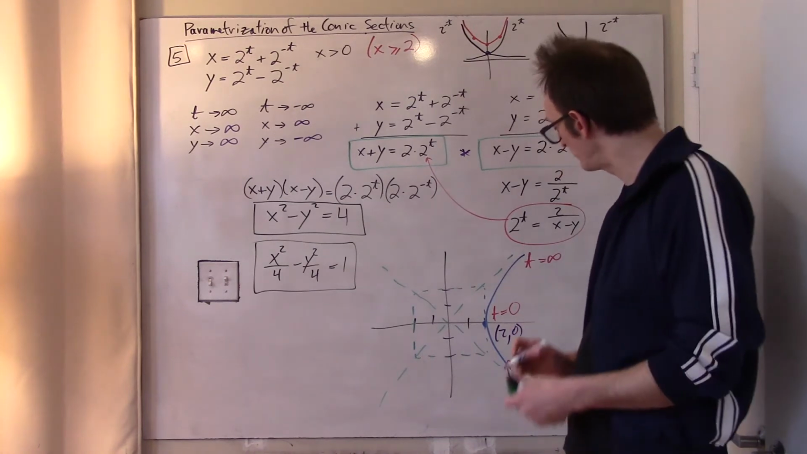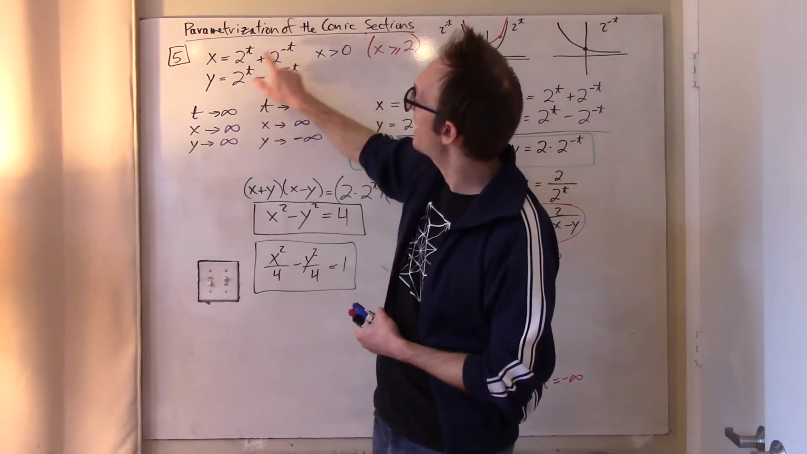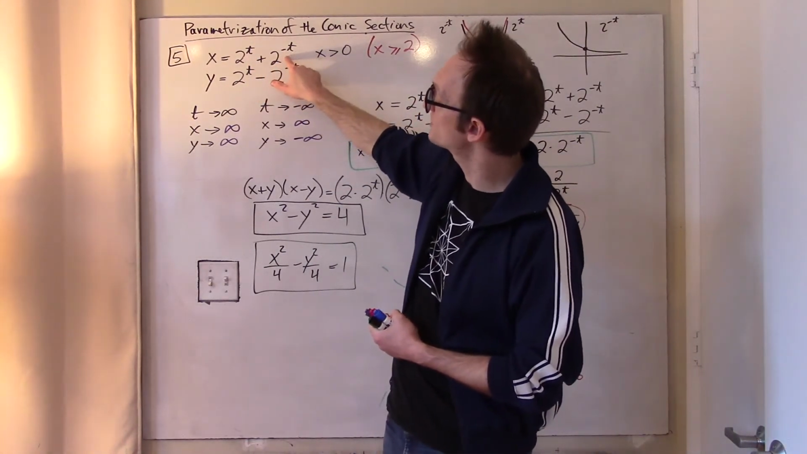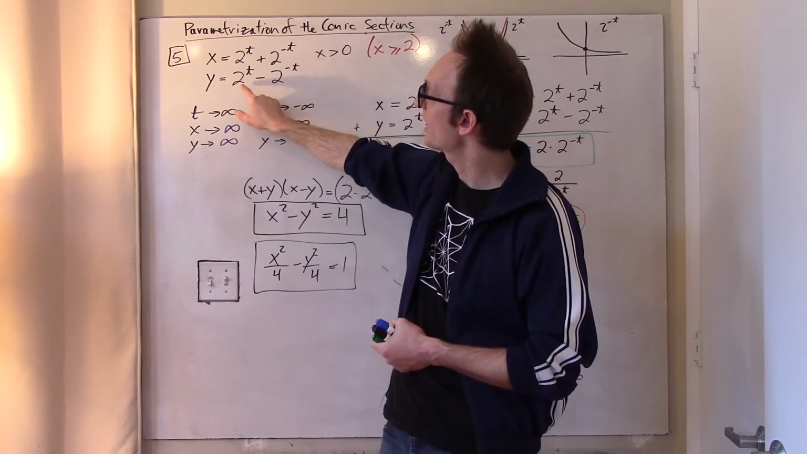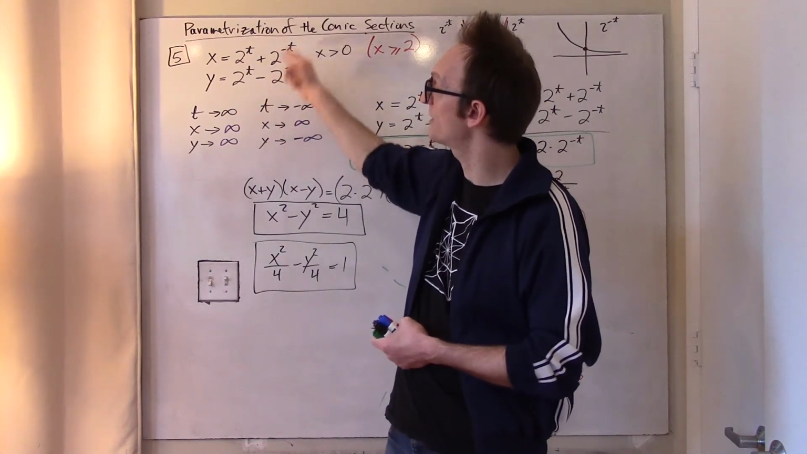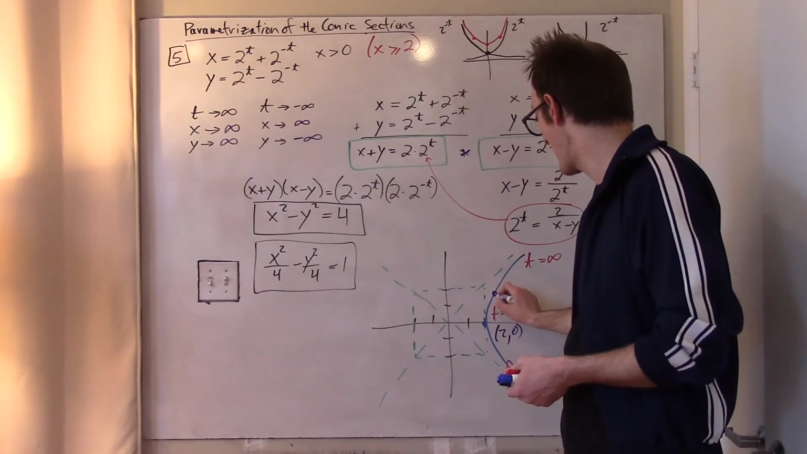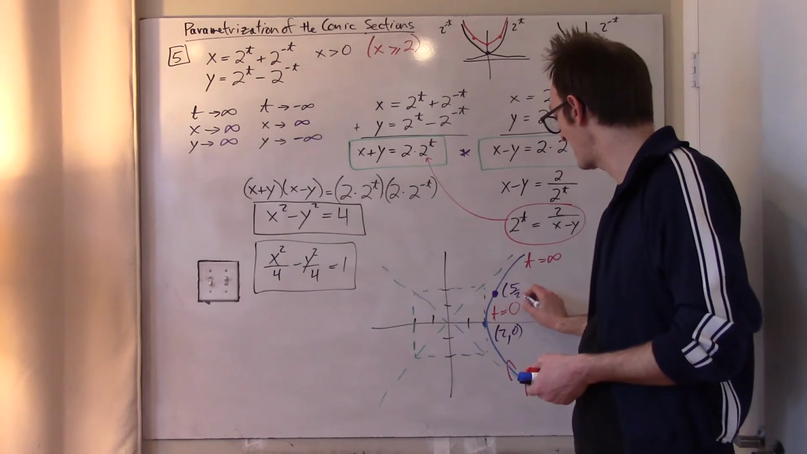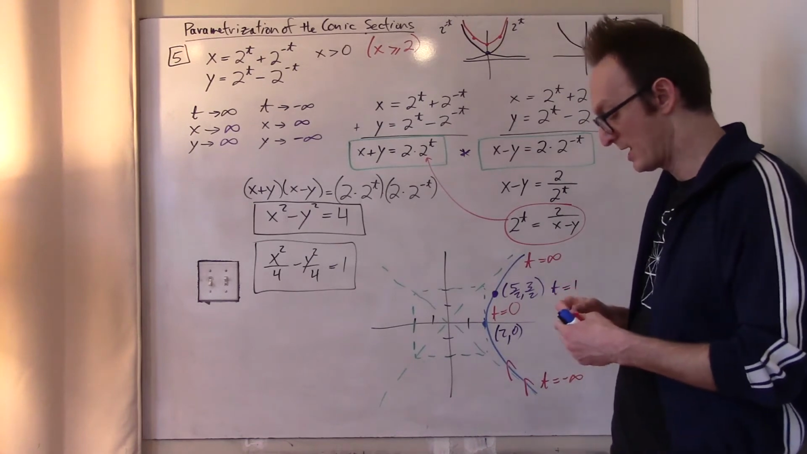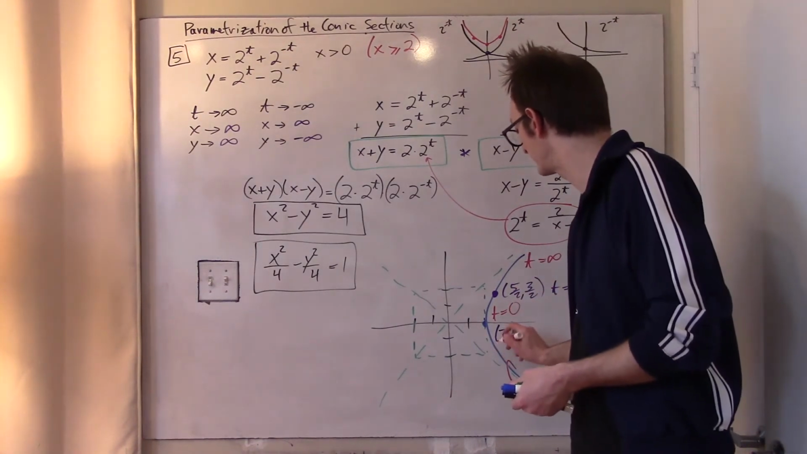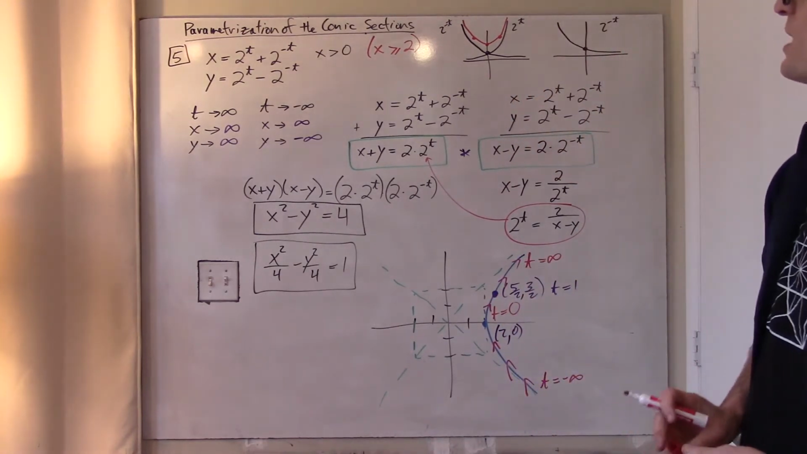I suppose we could get more points if we really wanted. For example, suppose you plugged in 1. Then you would get 2 plus 2 to the negative 1, which is just a half, so you'd get 2.5. And here you'd get 2 minus a half. So you'd get 5 halves comma 3 halves. So if you did want a little bit more accuracy, well, there it is. 5 halves comma 3 halves, and that point occurs at t equals 1. And if you plugged in t equals negative 1, you'd get a nice point also. But that seems good enough for me.